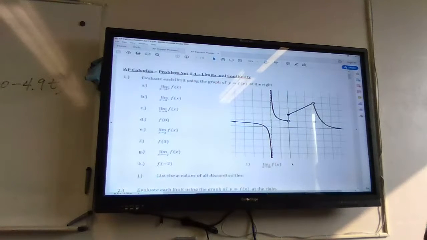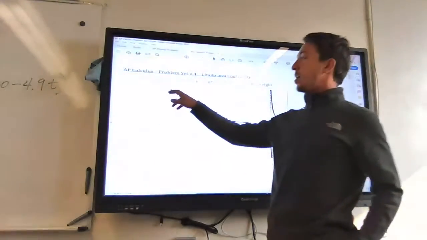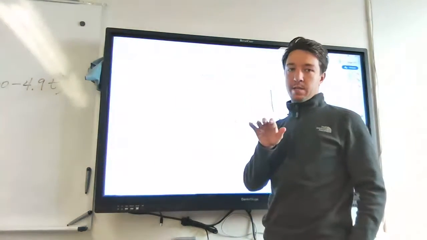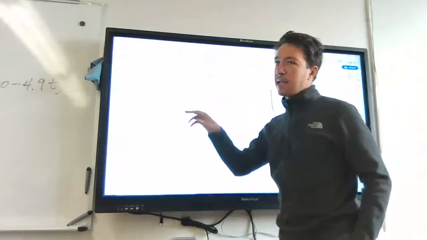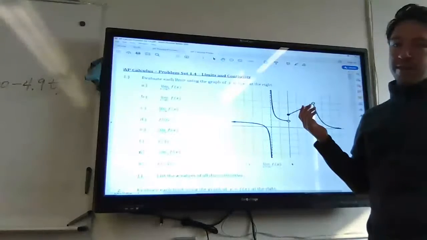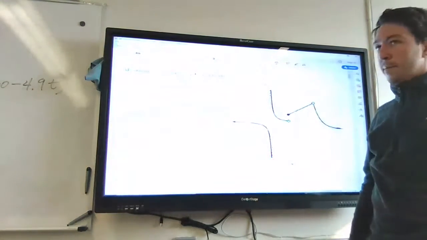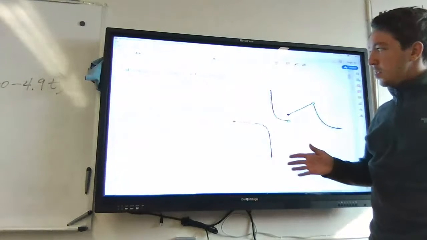So some notation stuff. When you see this little plus sign, that just means from the right. When you see the little minus sign, that means from the left. Okay, that's always a point of confusion. So in terms of remembering what that means, I don't know.